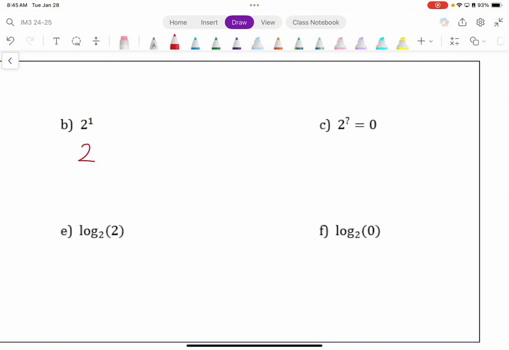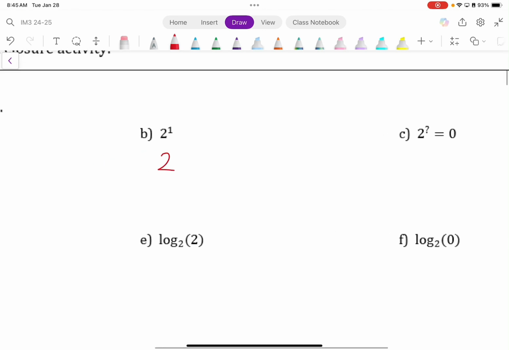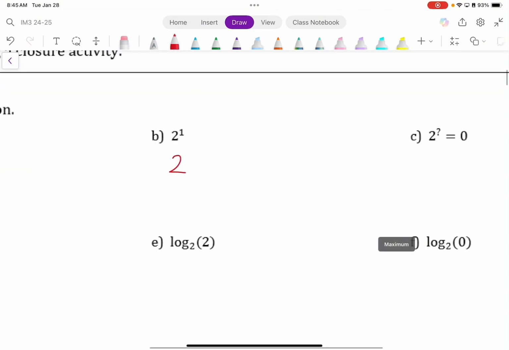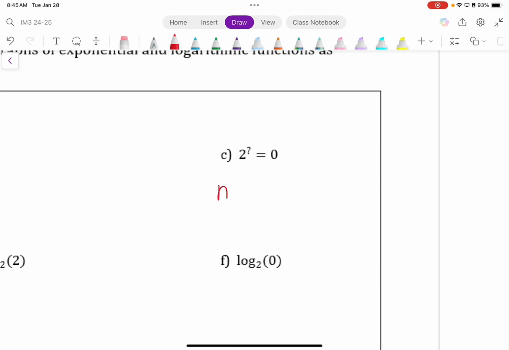Is there a power such that 2 to this power gets me equal to exactly 0? I mean, think about it. If we try 1, it gets us back to 2. If we try 0, it gets us back to 1. If we try something like -1, it would give us a fraction, 1/2. There actually is no number out there that will get us back to a 0. It is not possible.